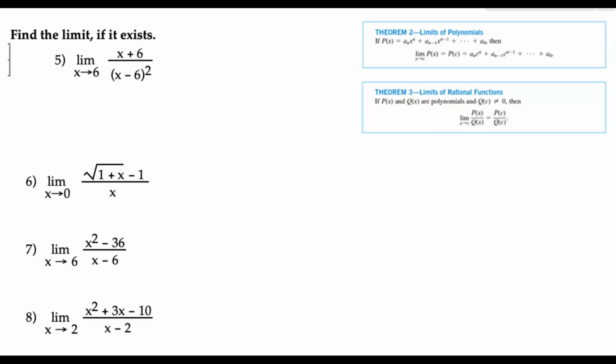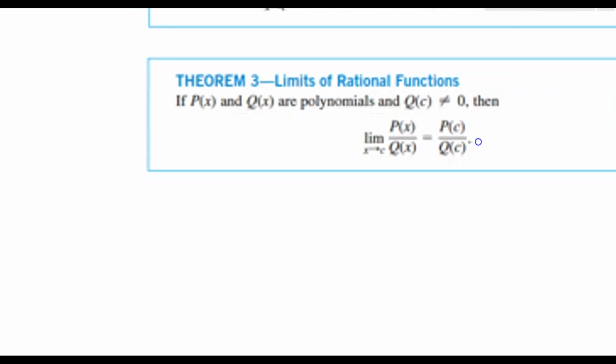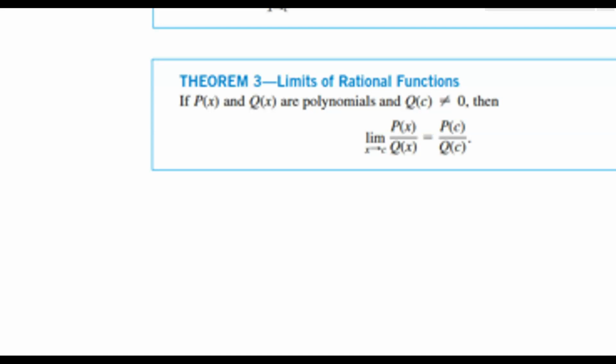We continue our discussion of limits by now examining limits as applied to rational functions. So let's go ahead and examine this limit theorem down here at the bottom. It says if p of x and q of x are polynomials and q of c is not equal to 0, then the limit as x approaches c of p of x over q of x is just p of c over q of c.